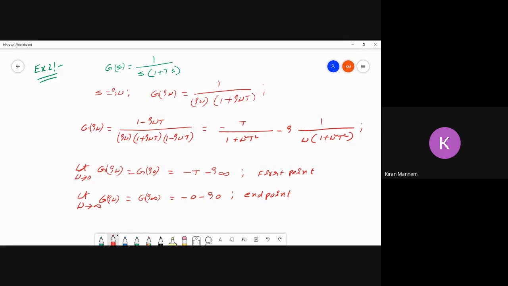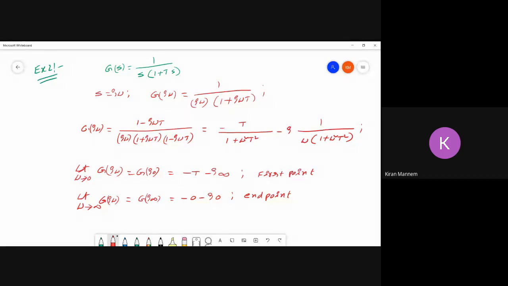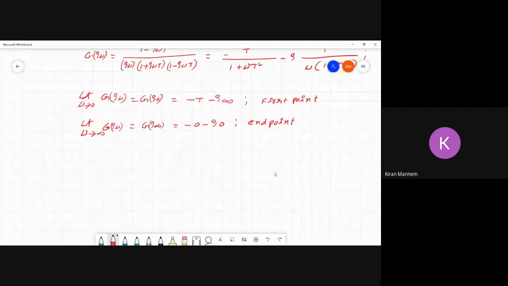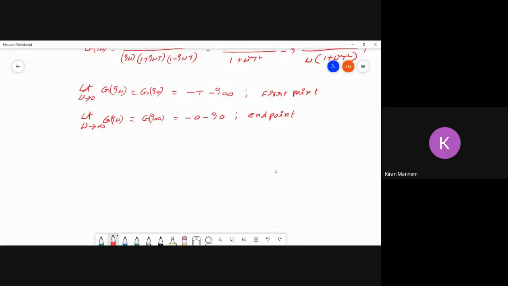Okay, so let us draw the polar plot for this equation. So first we need to draw, sorry, assume this is the real axis. This is the imaginary axis, 0 degrees, minus 90 degrees, minus 180 degrees, minus 270 degrees.